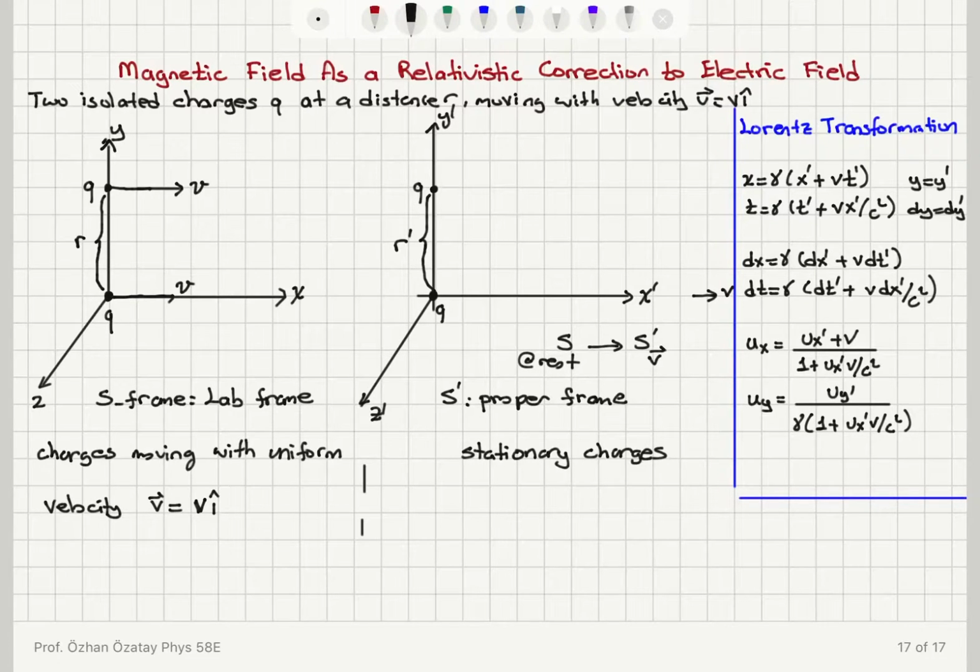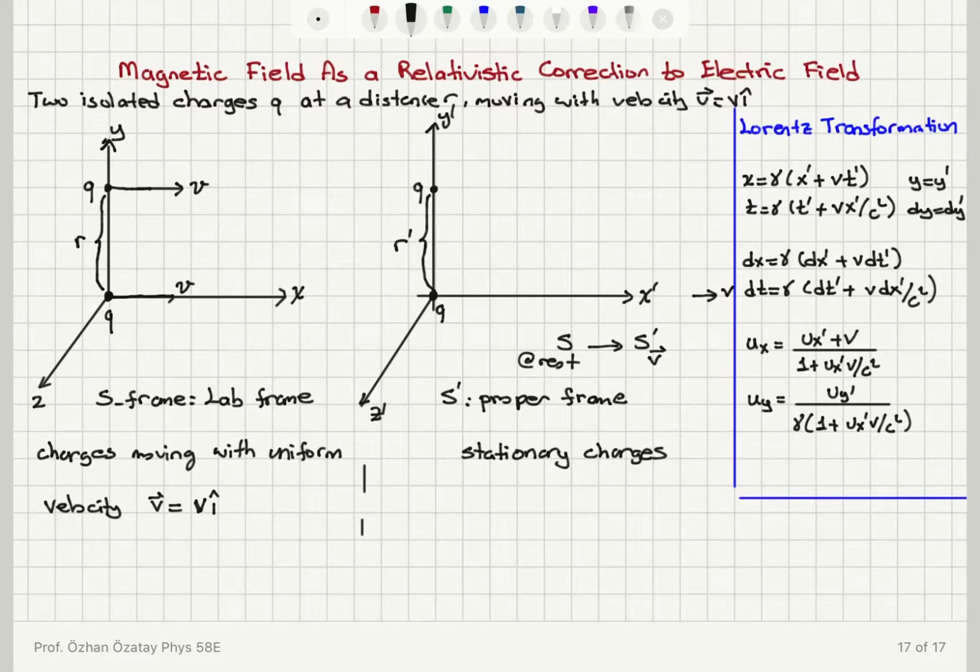And if you have an object moving on the y-axis that is being observed by two observers in these two reference frames, the velocity reported in the S reference frame, uy, is uy prime divided by gamma times 1 plus ux prime v over c squared, and that comes from the time dilation and length contraction transformation between these two reference frames.